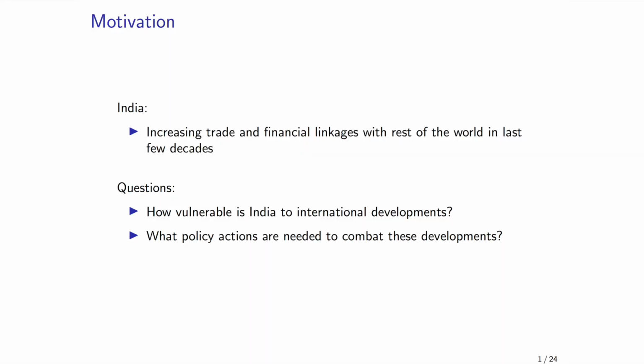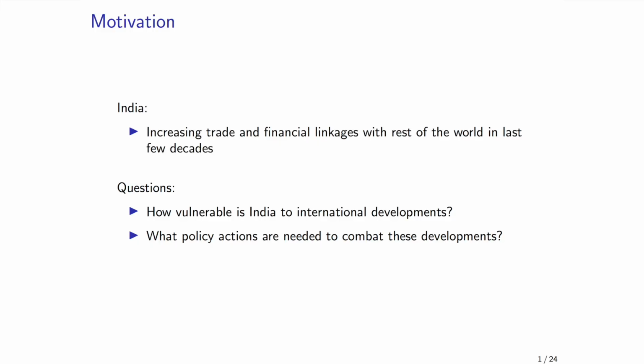Okay. So as the title of this paper says, it's a really straightforward paper. We're trying to just look at the effect of foreign shocks on the Indian economy. And in this crowd, I don't really have to motivate this very much. But let me just quickly say that we all know that for India, there's been a big increase in trade and financial linkages with the rest of the world.